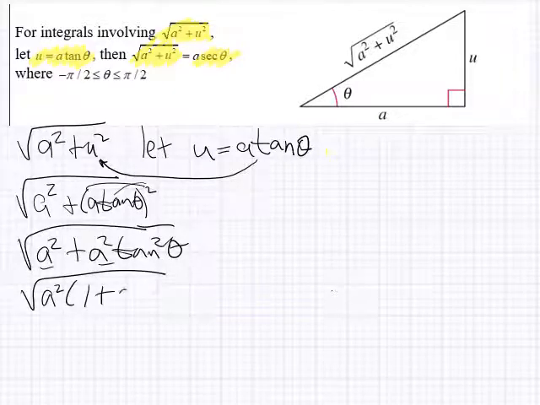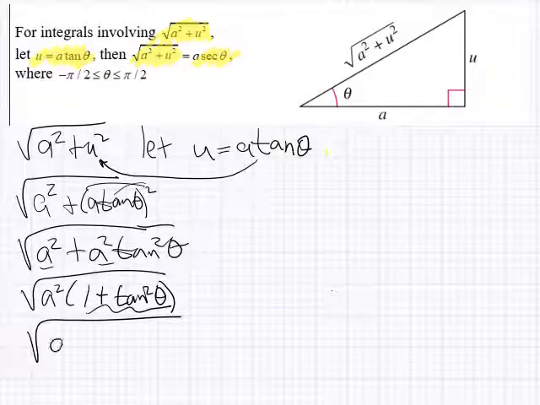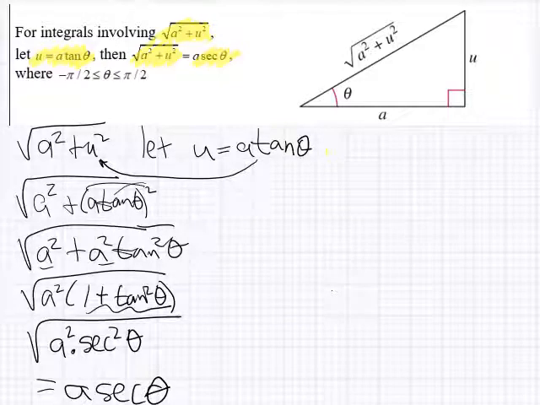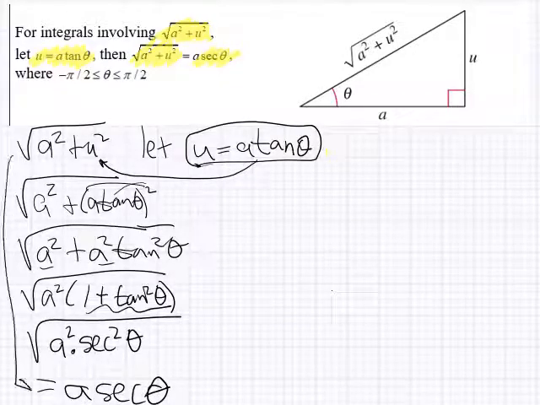I get 1 plus tan squared theta. That's messy. Let me clean that up. 1 plus tan squared theta. But 1 plus tan squared is equal to secant squared. So I get a squared secant squared theta. Square root both of those, because they're multiplied together I can, and I get a secant theta. So you see, if I use this substitution, the square root becomes a secant theta.